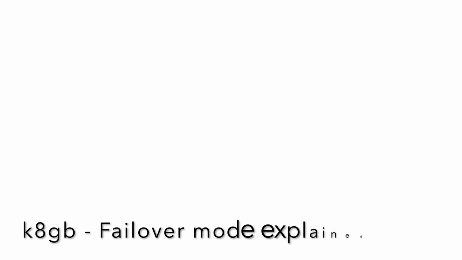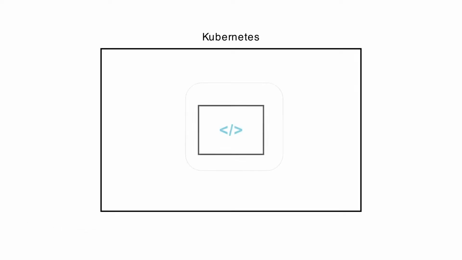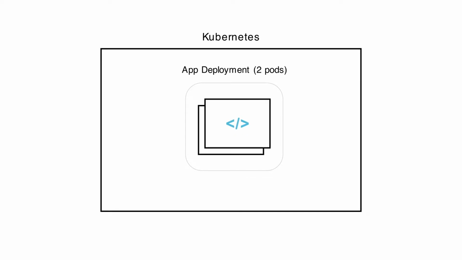So let's start with a simple animation that will explain the high-level functionality of k8gb. Imagine we have a Kubernetes cluster with a web application deployed in it. It consists of two pods and users who can communicate with the application using HTTP protocol.